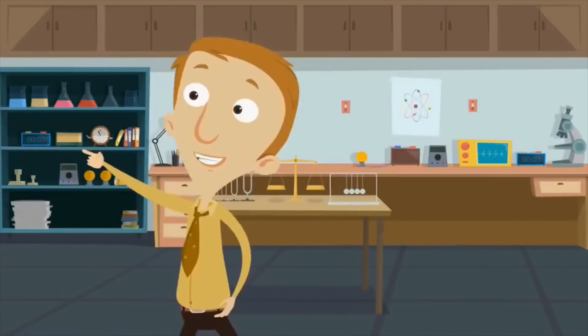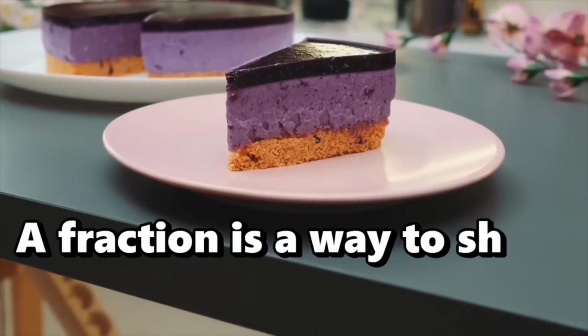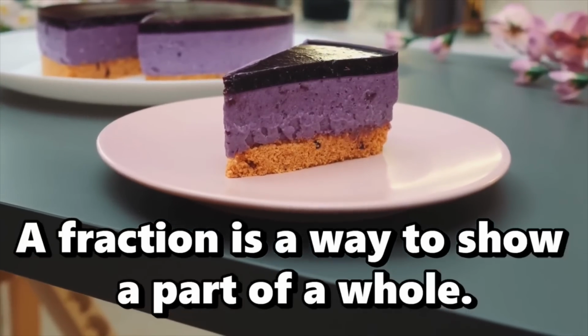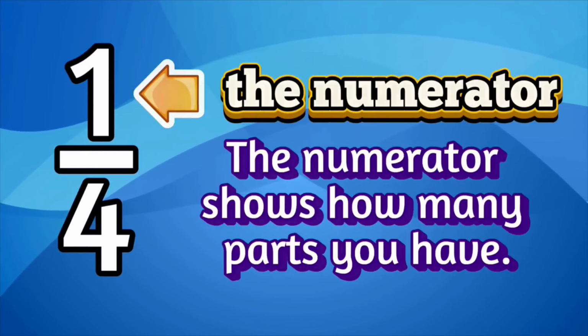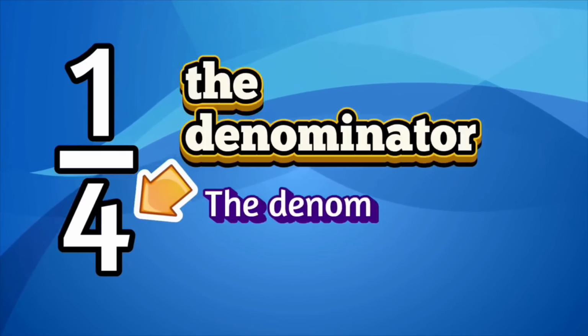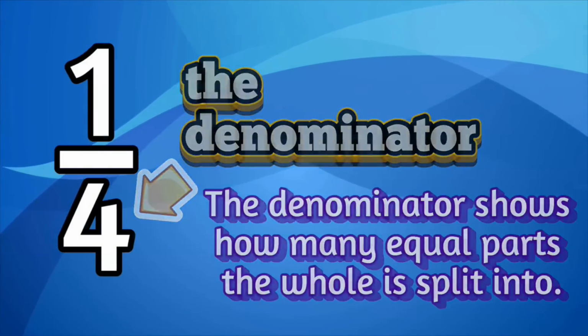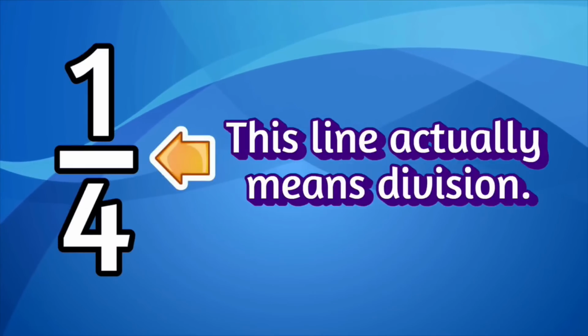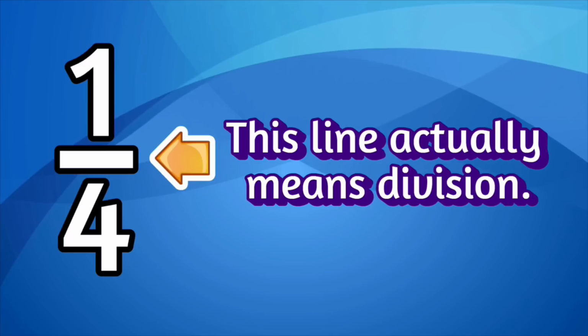You did an amazing job learning about fractions. A fraction is a way to show a part of a whole. The top number of a fraction is called the numerator. The numerator shows how many parts you have. The bottom number of a fraction is called the denominator. The denominator shows how many equal parts the whole is split into. And this line actually means division. The numerator is being divided by the denominator.